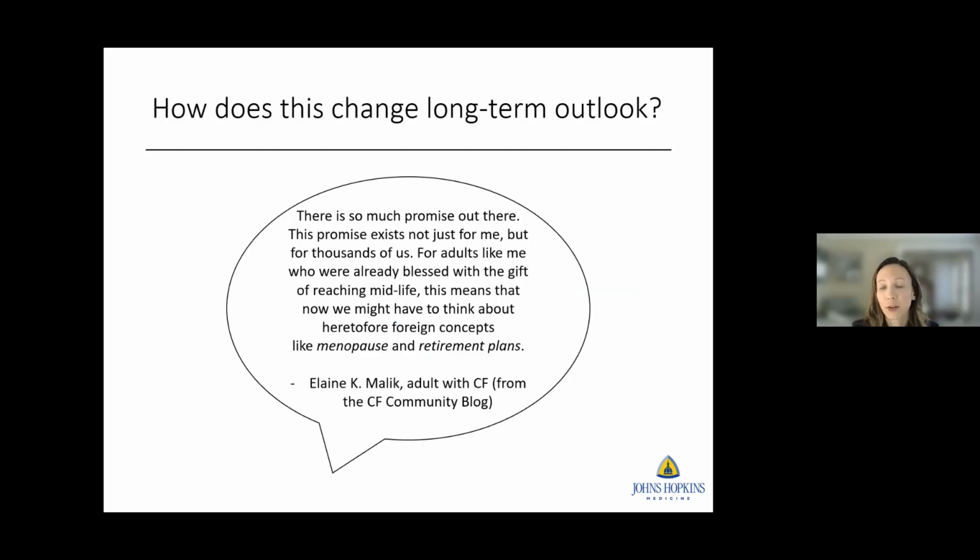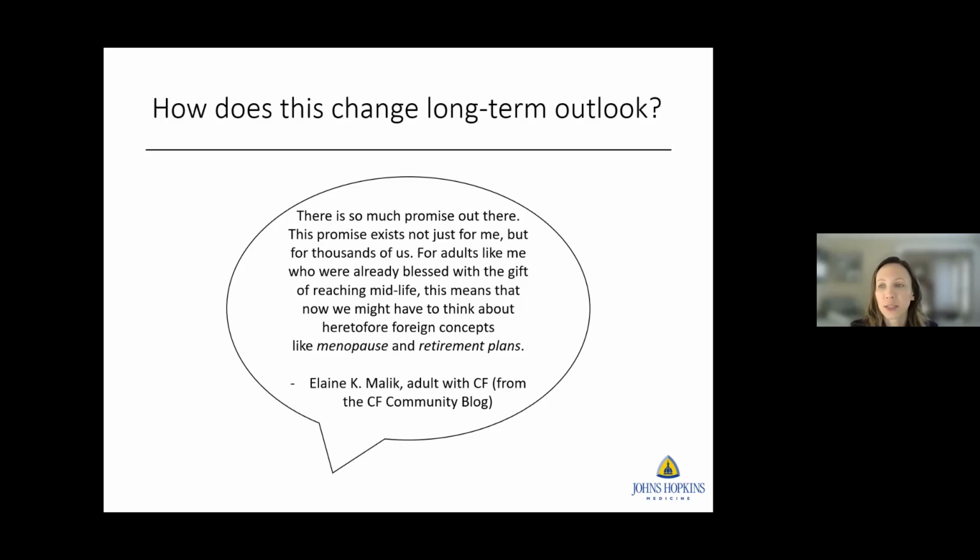I also want to put this out here. This is a quote from an adult with CF from the CF community blog. And she said, there's so much more promise out there. The promise exists not just for me, but for thousands. And really what she goes on to say is that suddenly adults with CF may have to think about concepts that they have never thought about before, like menopause and retirement and 401ks and what do you want to do after college as your job, because now you can work and are expected to work.